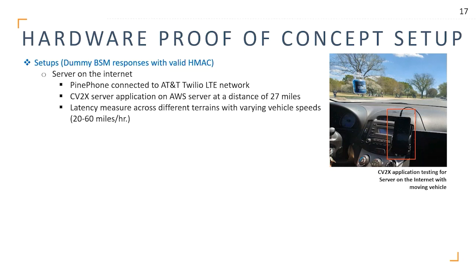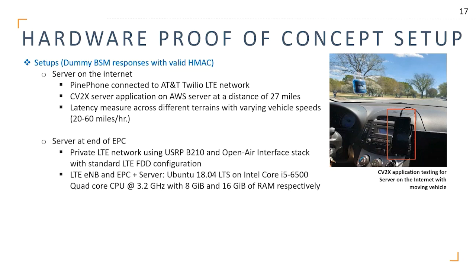We measure the latency across urban, semi-urban and highway terrain with varying vehicle speeds between 20 to 60 miles per hour. For the server at the end of EPC, we create a private LTE network with custom SIM cards and a USRP B210 with open air interface software stack and run a standard 20 MHz LTE FDD configuration. The ENB and EPC plus server are set up on individual PCs as described here.